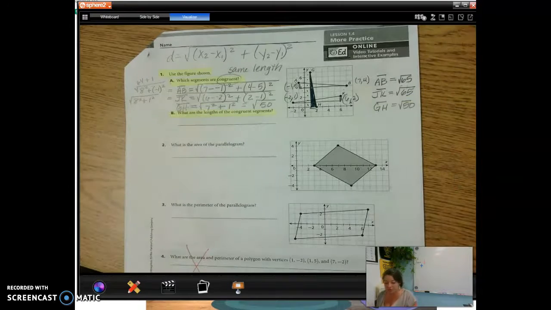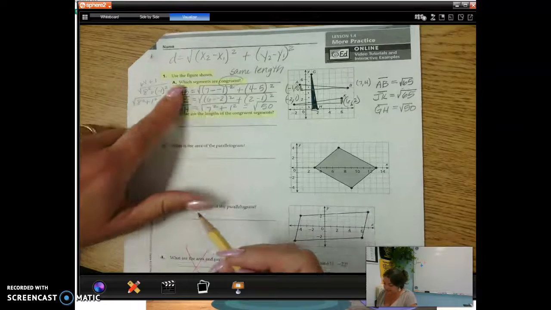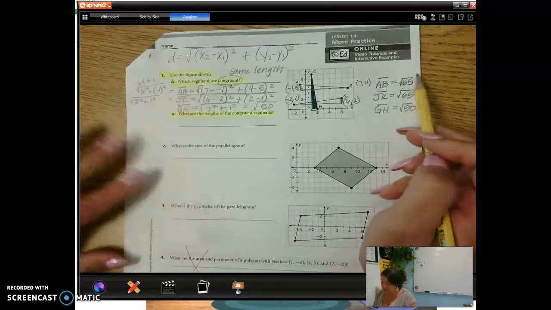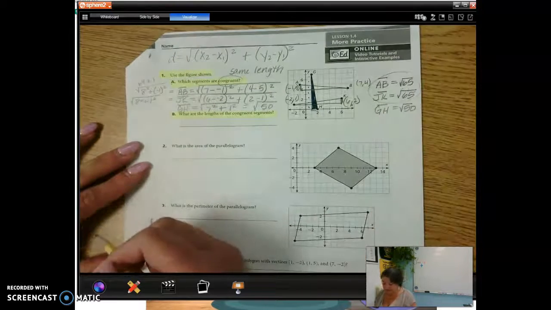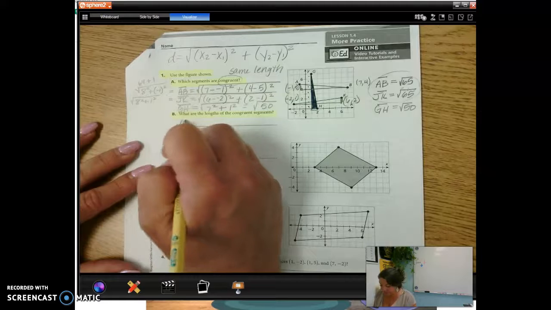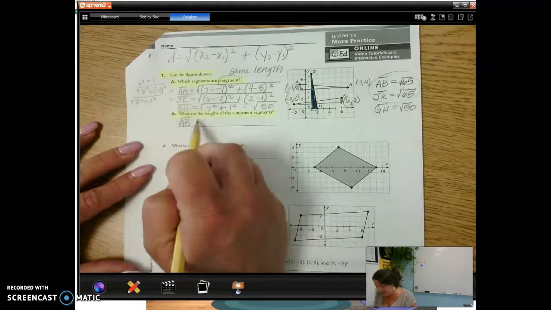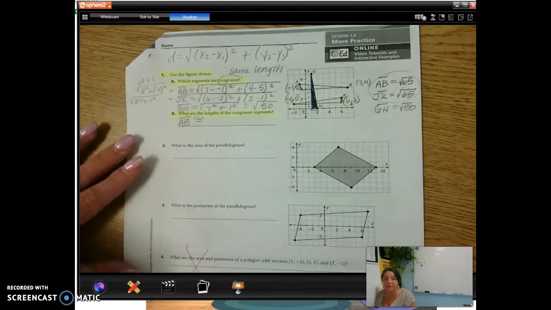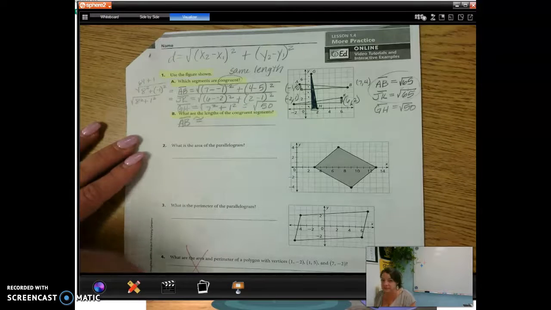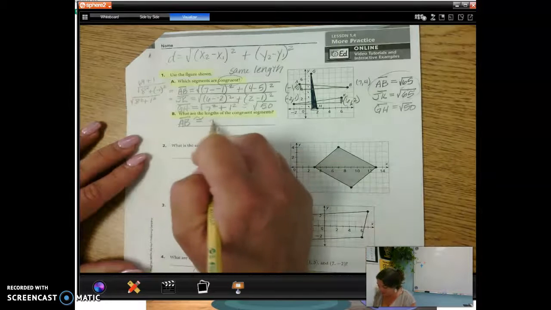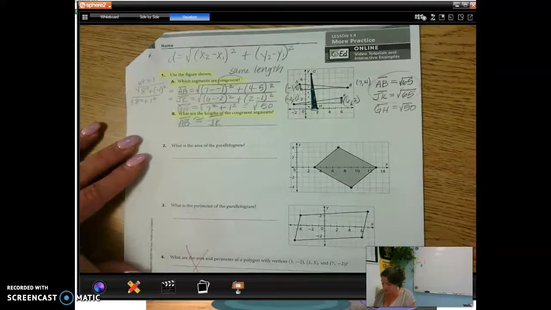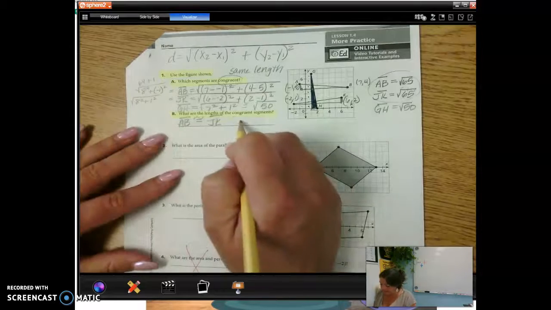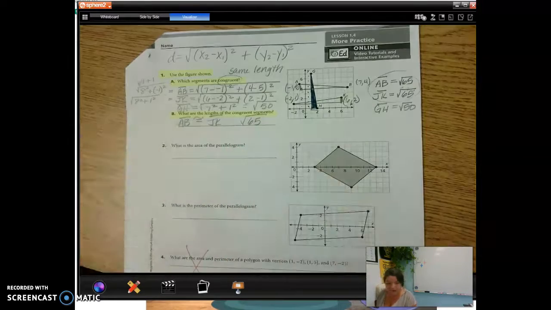So, which two are congruent? The answer to part A is AB and JK. So AB, by the way, this is the symbol for congruent. It's an equal sign with a little wavy thing over it. That means congruent. So AB is congruent to JK. And what is that length? That length is the square root of 65.